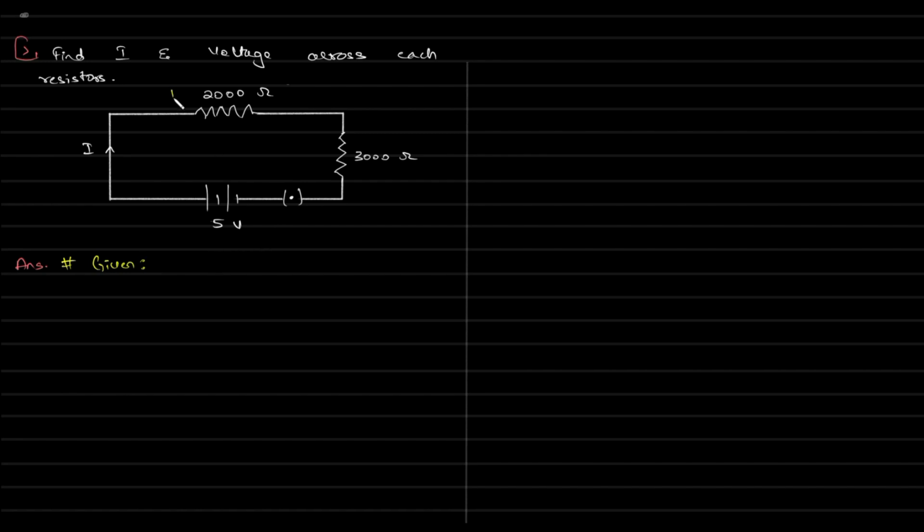So we have two resistors, not three nodes, which are key nodes. So we can start with V being equal to 5 volt, R1 being equal to 2000 ohm, R2 being equal to 3000 ohm. We have to find the current.